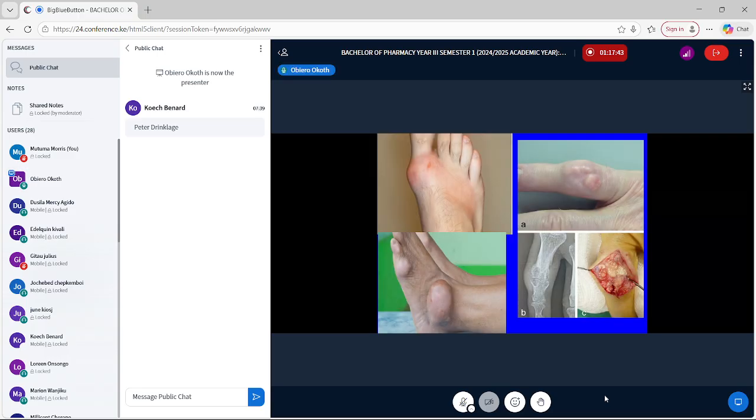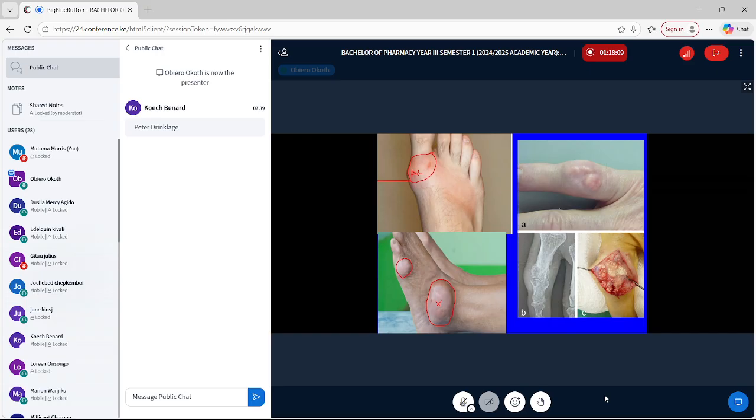Okay. Yes, this is podagra. You can see the inflammation of the joint. Yes, another inflammation of the joint. Tophaceous gout. It has now formed a large deposition on the skin.